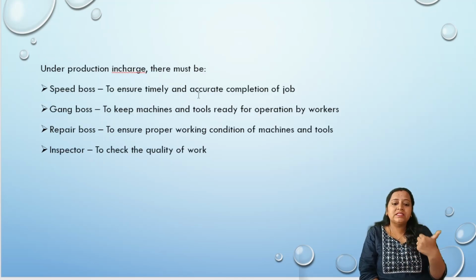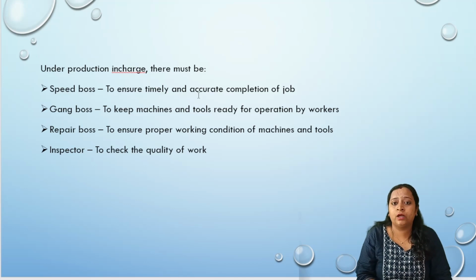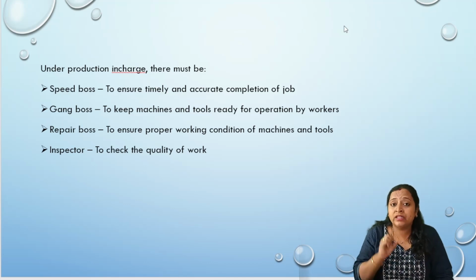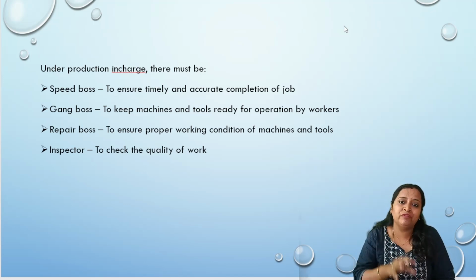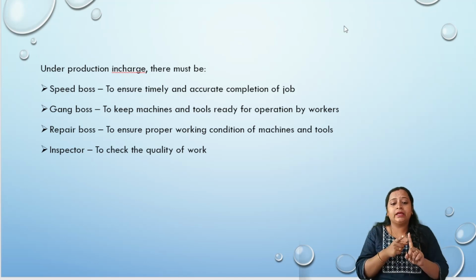Okay, one is the speed boss. What will the speed boss do? He will ensure timely and accurate completion of work. Whatever timesheet is prepared by the time and cost clerk, whether you are completing the work within the time and how accurately you are completing the job, that will be taken care of by the speed boss. He will be responsible for how accurately and timely you complete your job.